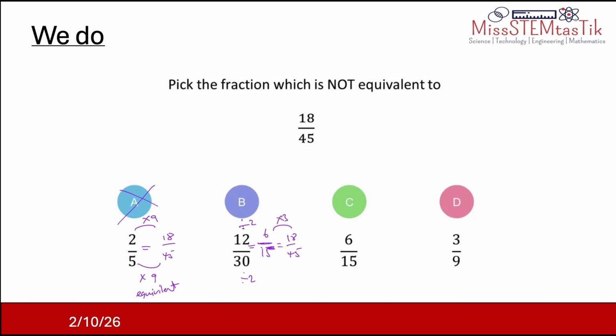So those two first fractions are equivalent. 6 to 18 is times 3. 6 times 3 is 18. 15 times 3 is 45. So all 3 of these fractions are equivalent. So it cannot be B.